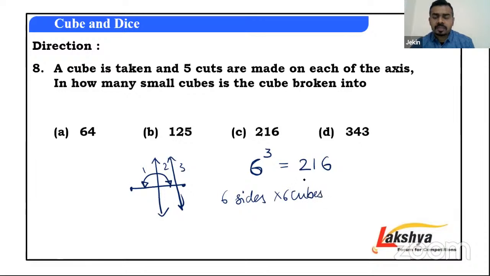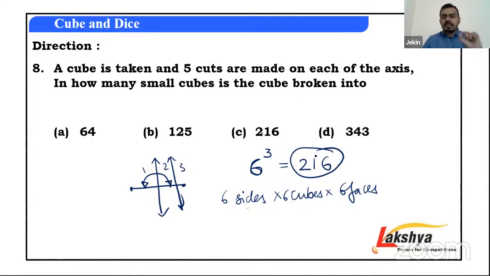You're going to have 6 cubes. You're going to have 6 sides, and you're going to have 6 faces. Therefore, 6 into 6 into 6, the answer is going to be 216. All right. This is the simplest method by which you're going to solve. That is the number of small cubes that you're going to get in these kinds of questions. All right. It's very simple to solve.